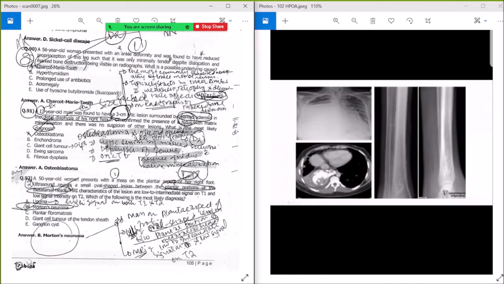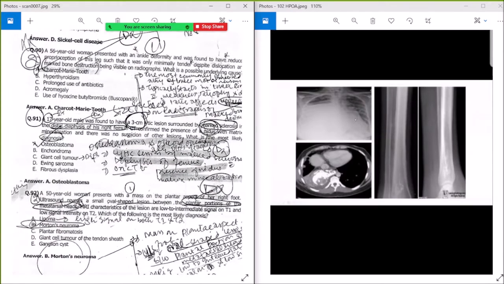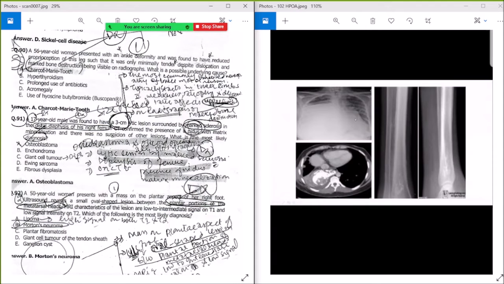Question 91. A 17-year-old male was found to have a semi-lytic lesion surrounded by sclerosis in the distal diaphysis of his right femur. CT confirmed presence of a nidus with matrix mineralization. There was no suspicion of other lesions. What is the most likely diagnosis? Osteoid osteoma, as the lesion is less than 2 cm.